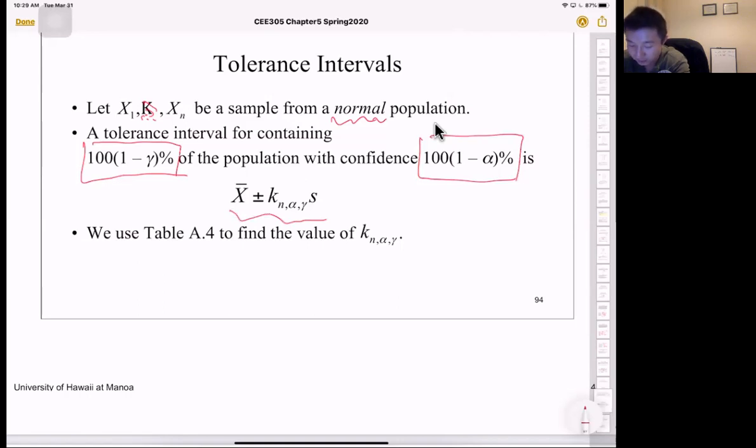Okay, so this is the sample mean value. This is the sample standard deviation, nothing new. But here is a new parameter, the k value. We're going to use another table, Table 8.4. As we can see, the k value has 3 parameters: n, alpha, and gamma. Okay, so let's look at what n, alpha, and gamma mean.